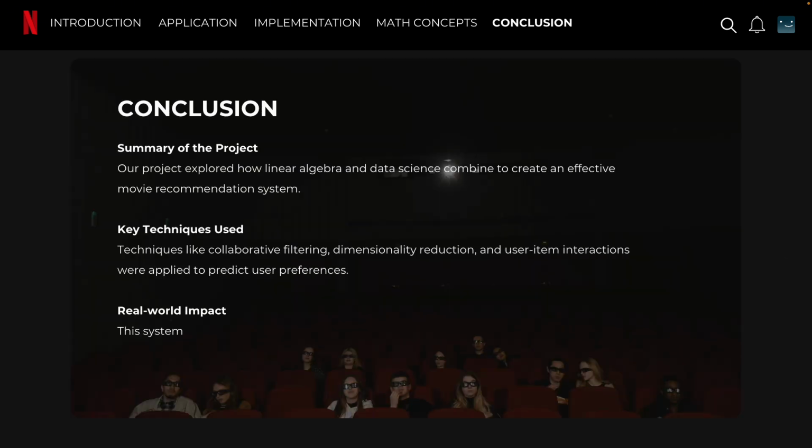To conclude, our project demonstrates how linear algebra and data science come together to create a practical and impactful solution in the form of a movie recommendation system. By leveraging collaborative filtering, dimensionality reduction, and user item interactions, we were able to predict preferences and offer personalized suggestions. This project not only highlights the importance of mathematics in technology, but also shows how these tools can enhance everyday experiences, such as choosing a movie to watch.